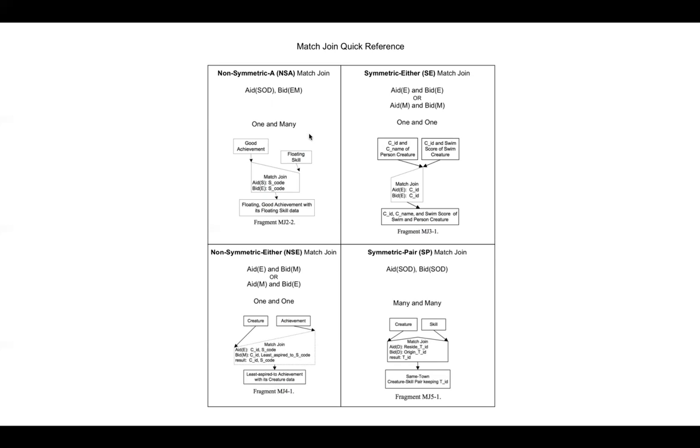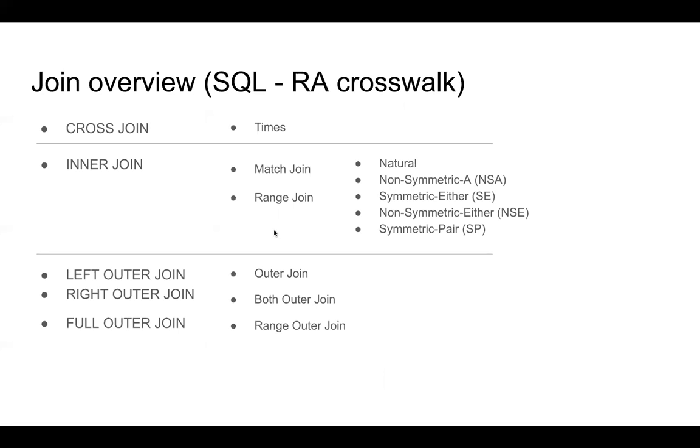If we cover natural join, that's basically a special case of not symmetric A also. Looking ahead a little bit, that all seems like a lot. In SQL, if you're familiar with it, you may know that really the only options you have are inner join and outer join, where outer join can be fully broken down into left, right, and full outer join. And then sometimes you'll use what's called a cross join.